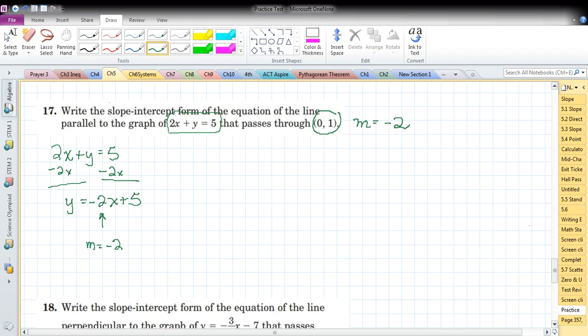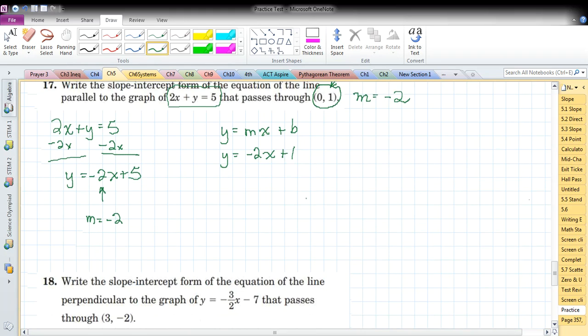Now, this is a special case because they were actually giving us the y-intercept. If the x value is 0, we know that that is where it crosses the y-axis. So I already have b. So all I have to do is rewrite this. Y equal mx plus b. And I know my m and I know my b. So negative 2x plus 1. Very simple. I did not have to solve and find b. It's given to me. All right, bet the next one's not going to be so easy.